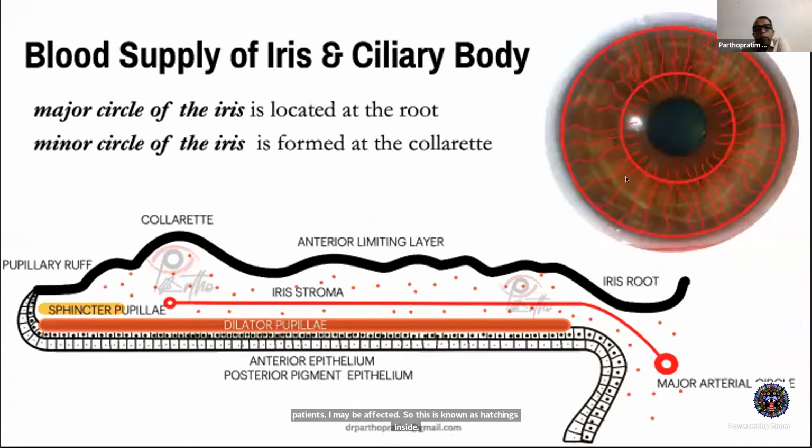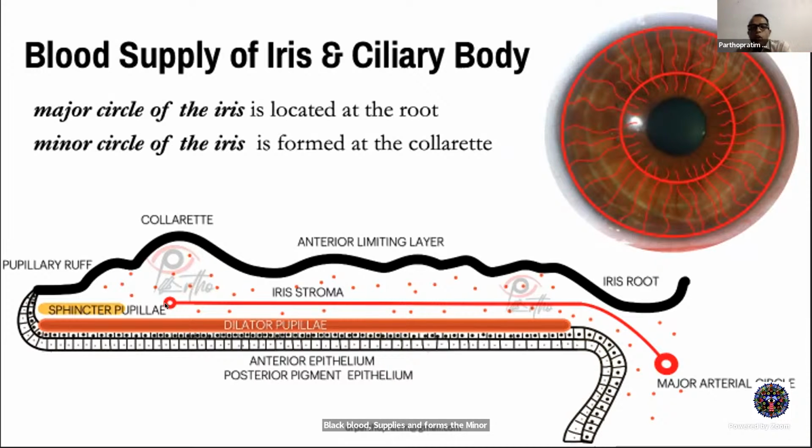Now, coming to the blood supply, there are broadly two arterial circles which are responsible for the iris blood supply. The major circle of the iris is located at the root, which is formed by the long posterior ciliary arteries with communication from the anterior ciliary arteries, and this circle sends radial vessels towards the collarette and forms the minor circle, which is located in the collarette. You can see here, this is the major arterial circle, and it sends blood supplies and forms the minor arterial circle here.